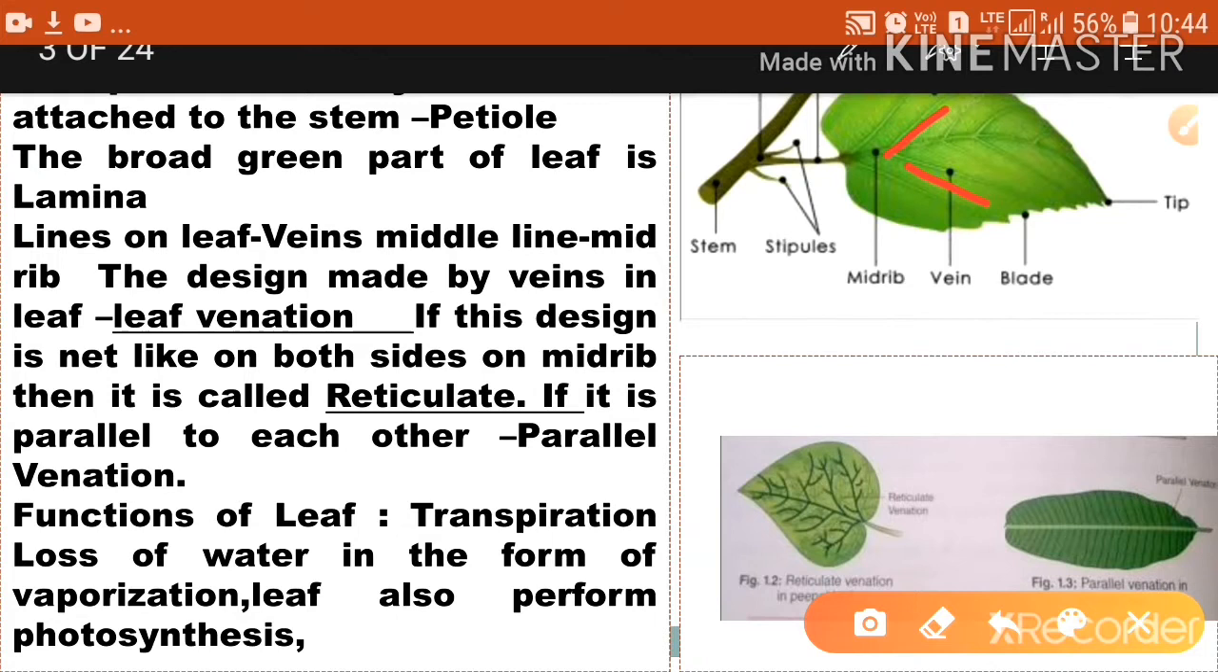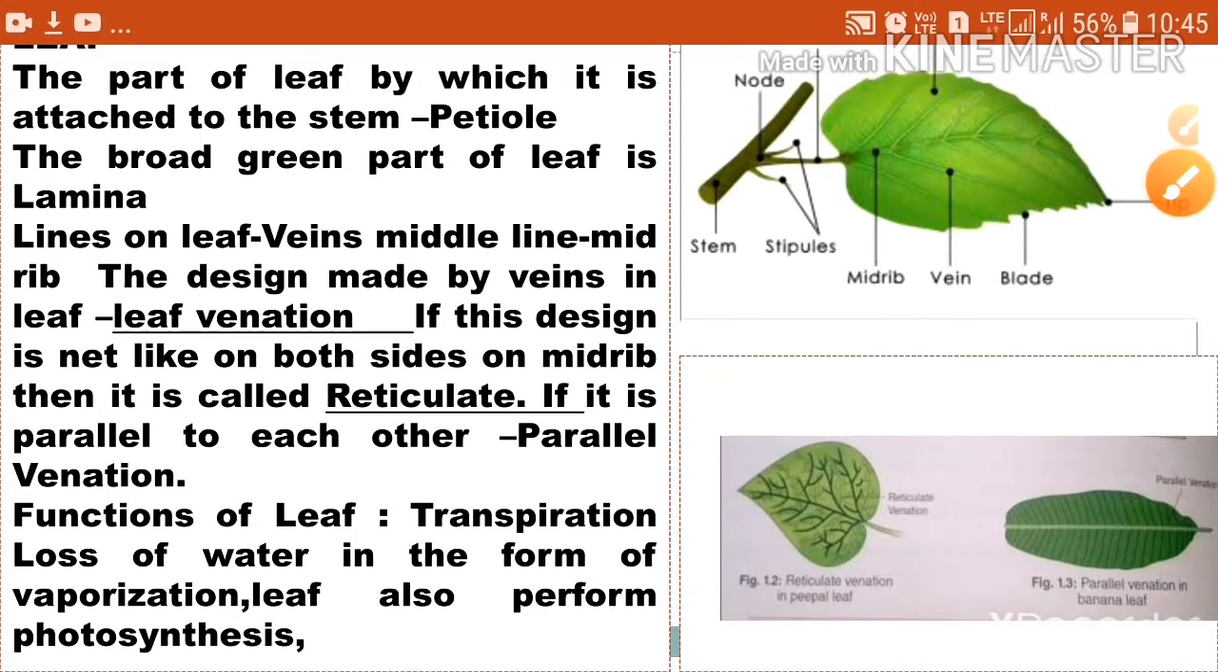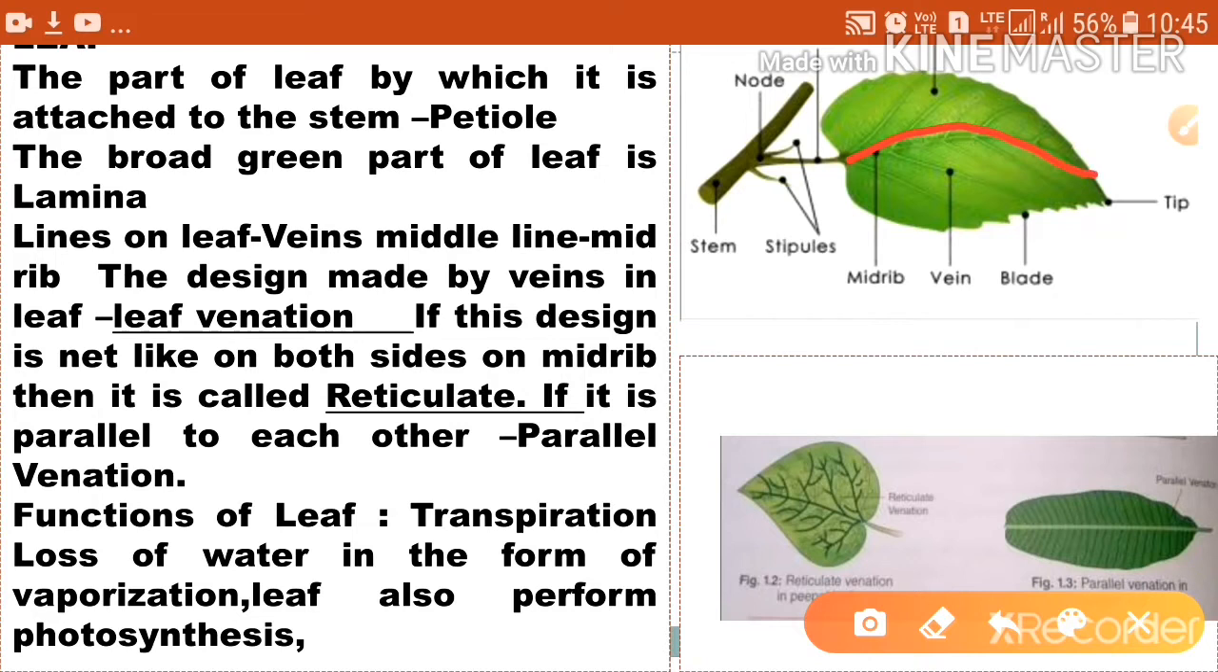And we can see lines on this leaf. These are the veins of a leaf, and the thick midline is called the midrib. Lines on a leaf are veins and the middle line is the midrib. The design made by veins in a leaf is called leaf venation.